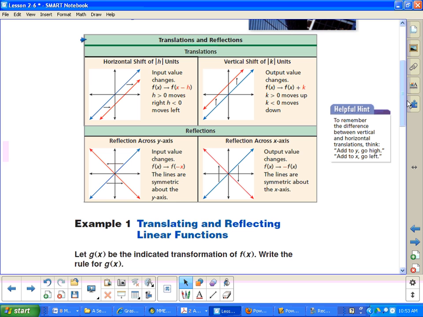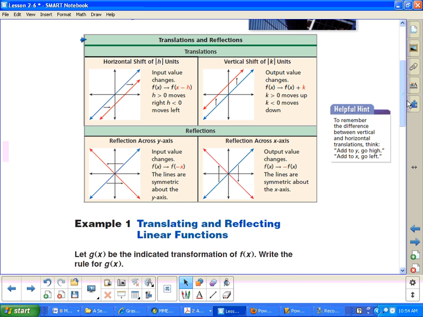So first of all, looking at translation. We're moving it left and right or up and down. If we're moving it left and right, a horizontal shift, then f of x becomes f of x minus h. In other words, when it's a horizontal shift, whatever the shift amount is, which is h, if we move it to the left, then we're going to be adding that amount to the x value. If we're moving it to the right, we're going to subtract that amount. So the general form is f of x minus h. Yes, this becomes a little bit tricky.